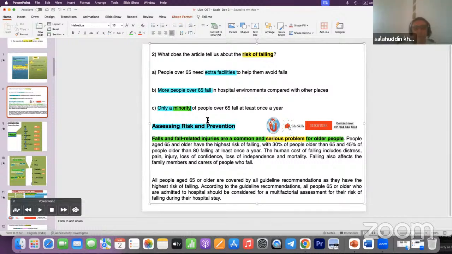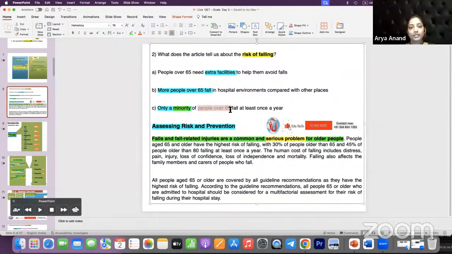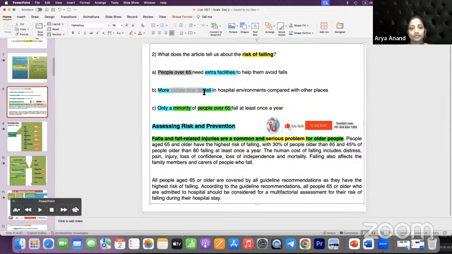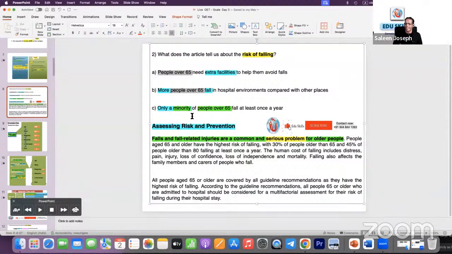Yes. So people over 65 is common all over here. See, people over 65 is here, here, and here. That's a common factor, so you need not worry about that particular number in the text, because it is in all three options. So you need not bother about those numbers. But what you have to look into other than 65, what is there?